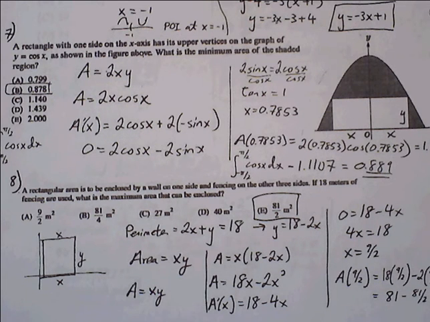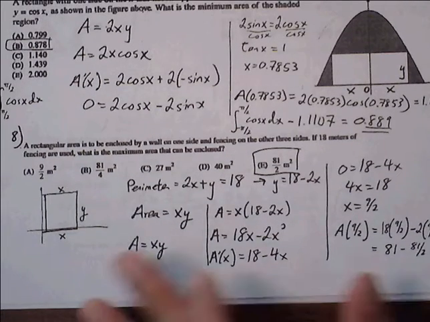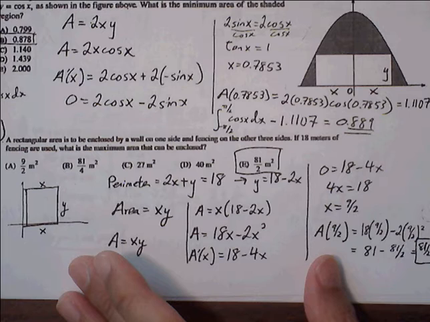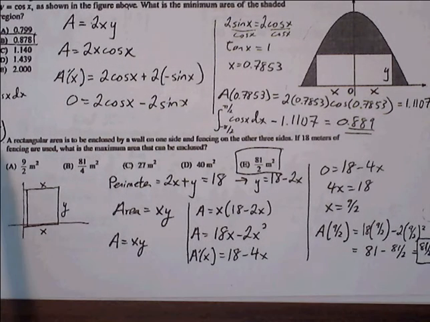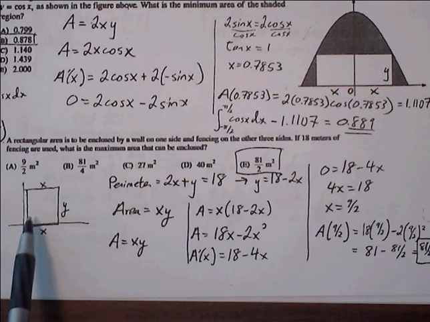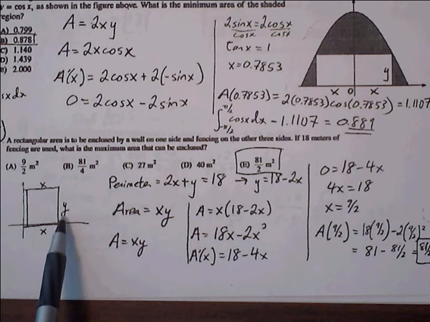Number 8, a rectangular area is enclosed by a wall on one side and fencing on the other 3 sides. If 18 meters of fencing are used, what's the maximum area that can be enclosed? So here's the wall, and the fencing is only on 3 sides. We know the opposite sides have the same value, so I'll call these x's, and I'll call the vertical y.